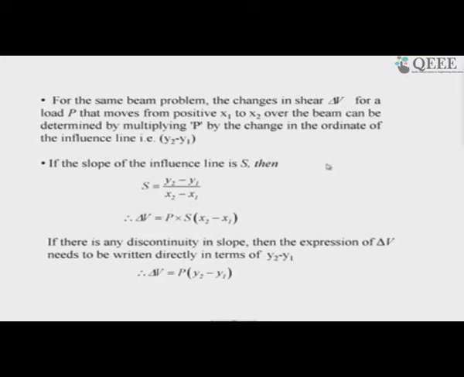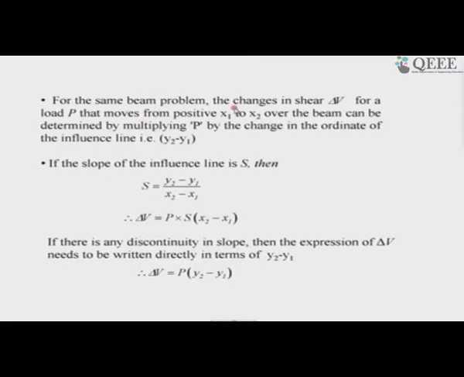So, I can state the mathematical statements, but it will be more visible if you observe the changes in the function. Now, see that for the same beam problem, the change in shear, delta V, for a load P that moves from positive x1 to x2 over the beam can be determined by multiplying the load P by the change in the ordinate of the influence line.